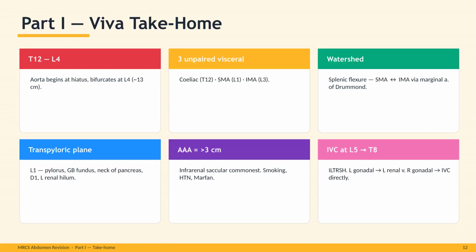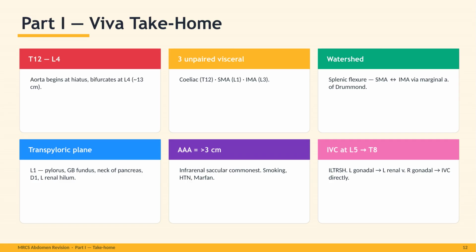The 6 points to walk out of this video with: 1. Abdominal aorta runs from T12 to L4, about 13 centimeters long. 2. 3 unpaired visceral branches, coeliac at T12, SMA at L1, IMA at L3.